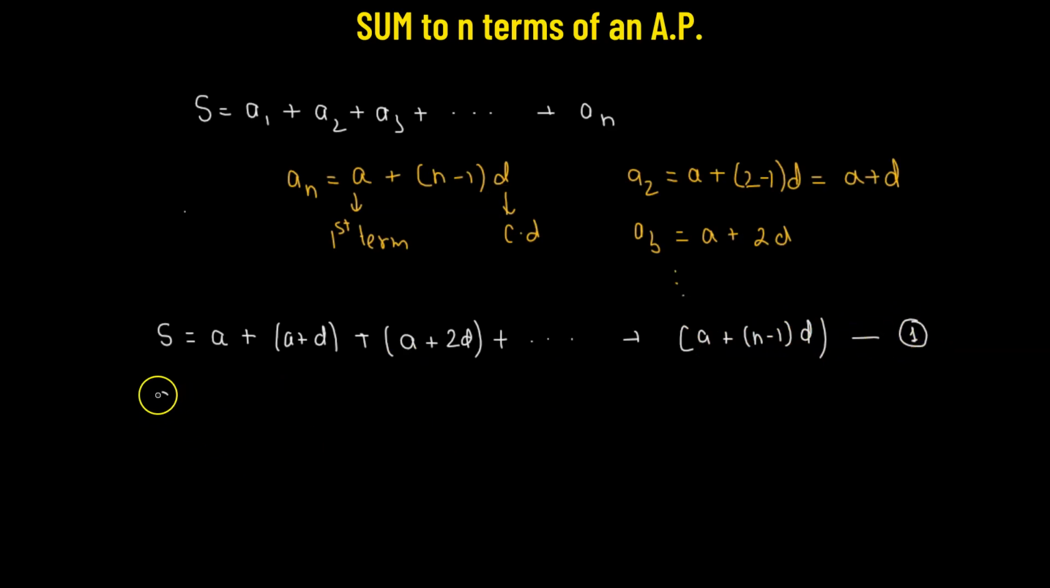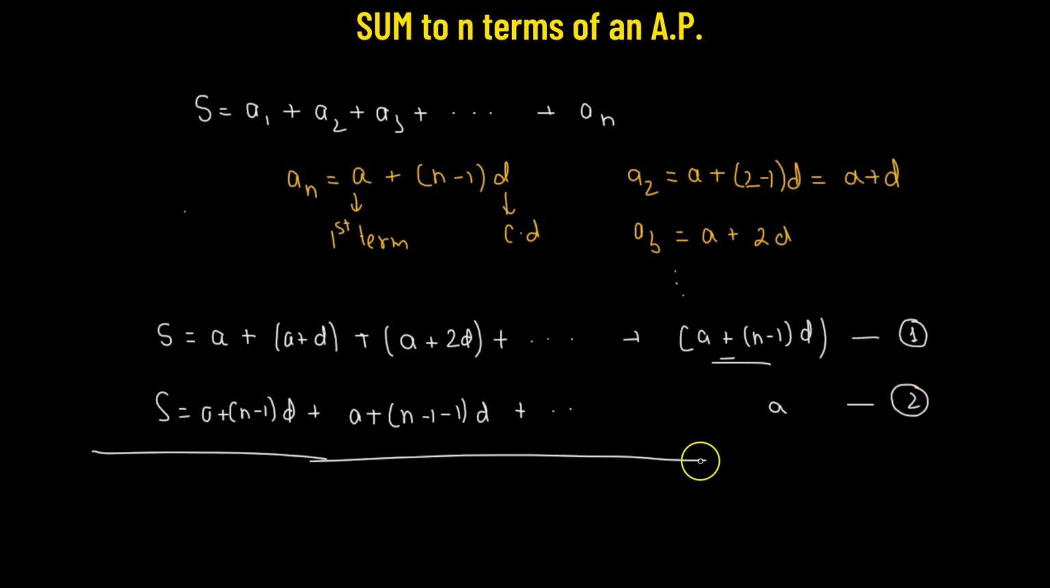Now what we are going to do is we'll take the sum, but this time we are going to reverse the terms. That means we'll consider the last term in equation number 1 as the first term. So here we have a plus n minus 1 times d. This is going to be the first term, followed by a plus n minus 1 minus 1 times d. So this is going to be the term which is previous to an. So this continues all the way up to the last term, which is going to be simply a. So let's consider this as equation number 2.